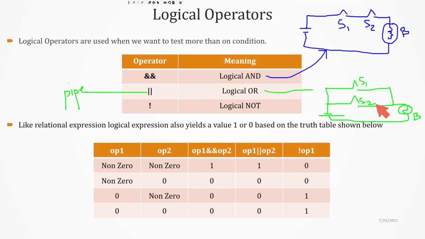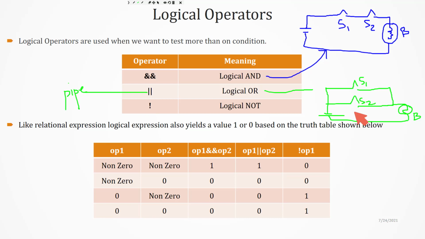Yes, sir. When will the bulb glow? When the circuit is connected, the bulb will glow. So when will that circuit get completed? When either of the switches is closed. Either S1 or S2, or both the switches turned on, the bulb will glow.